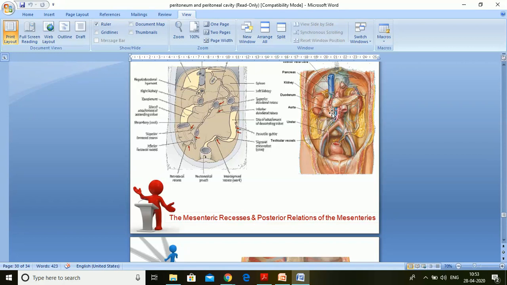Behind the peritoneal sac, what we get is these structures retroperitoneally. Retroperitoneally, we get the pancreas, the spleen, the IVC, the abdominal aorta, and both the kidneys, right and left, the pancreas, etc.